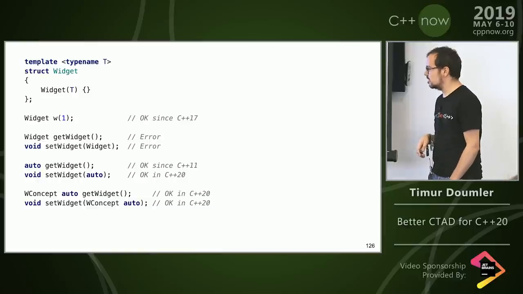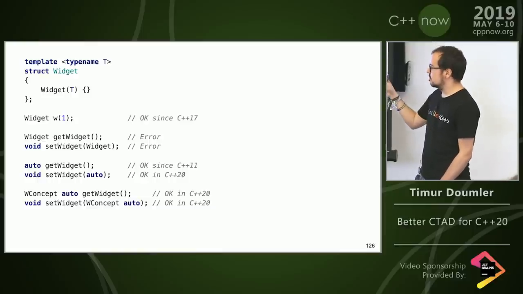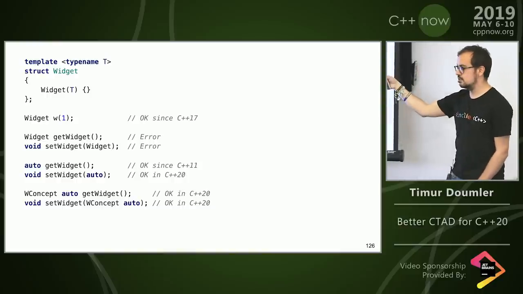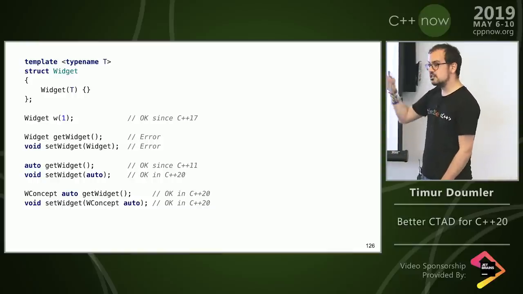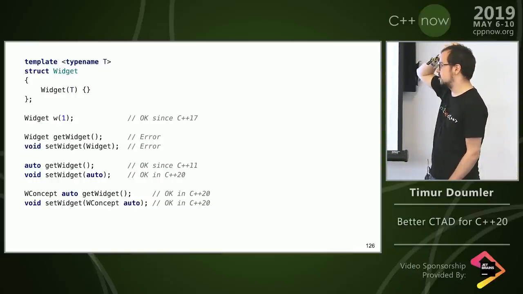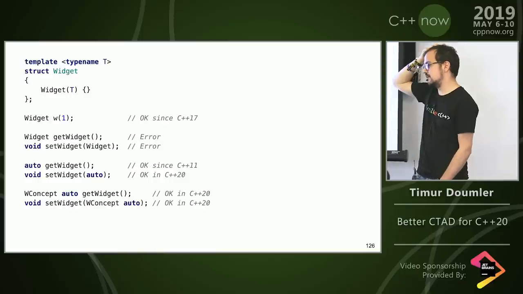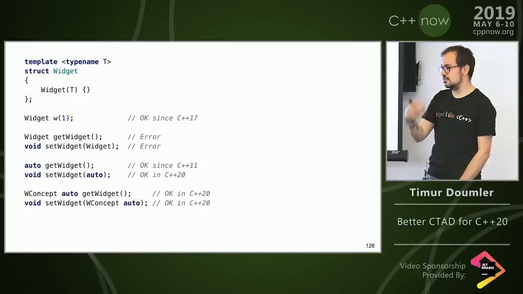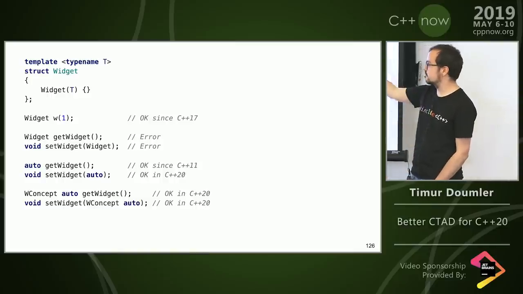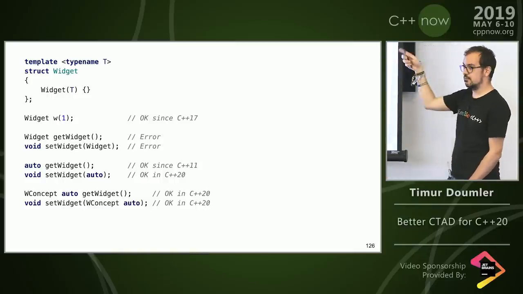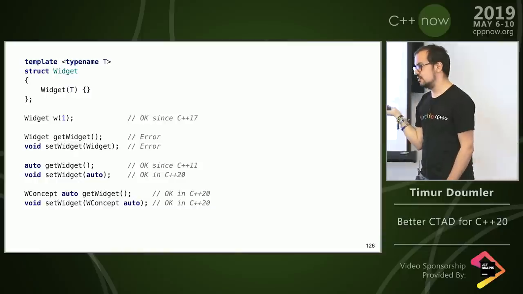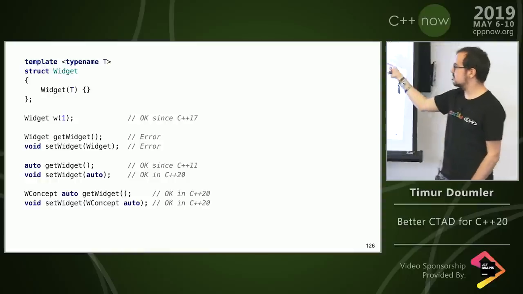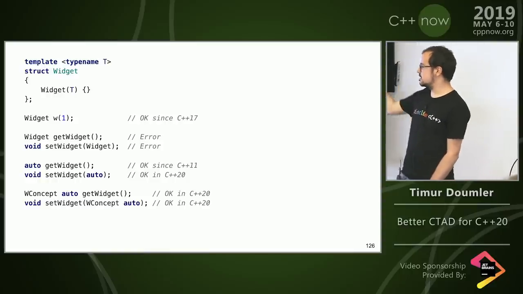Some people say, well, it's kind of not the same thing because concepts is all about constraining things, whereas CTAD is more about constructing things, or initializing things. But my counter argument is, well, if you return something by value or if you pass something as an argument, you're literally initializing something, right? So passing or returning is literally copy initialization. It's not different from writing widget w equals something. Or copy assignment, however you use this. But I don't see a reason why CTAD should not work here.